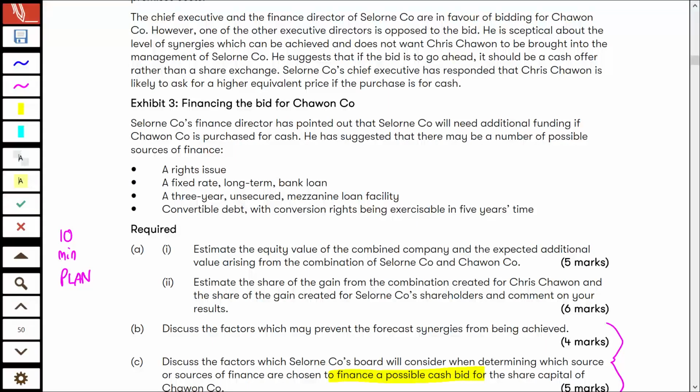In the rest of the question, which I'm going to look at briefly, the key point is not just to recite everything that you know about synergies and cash bids. What a lot of people did here was to say there are lots of synergies that could be achieved in sales, financing, operational, and so on. That's not what's required here. We have to discuss what might stop the stated synergies from being achieved. So this is meant to be more of a practical discussion.